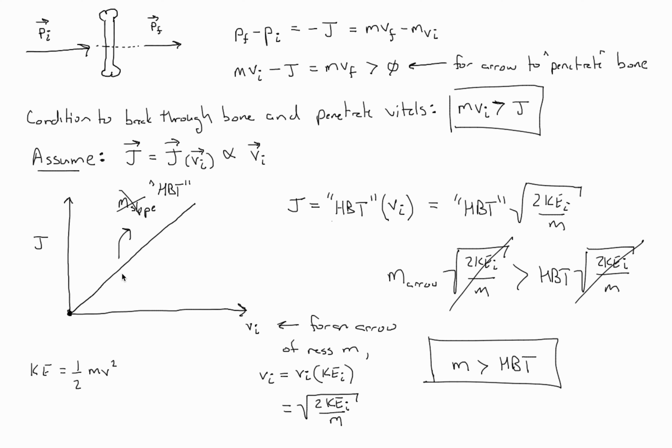So I really don't know what the numbers are, but this is a theoretical justification for why a heavy bone threshold may be observed over a range of velocities when studied with a particular kind of bow. So that's another interesting application of the impulse equation.